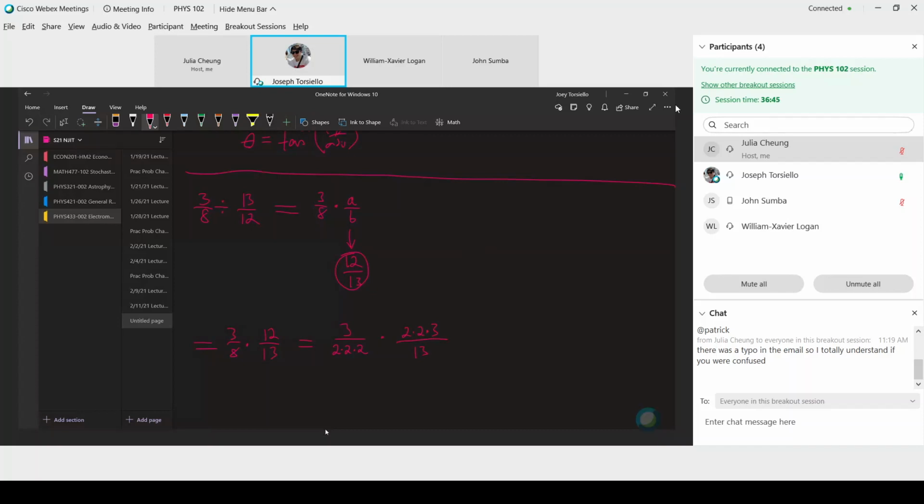So if we simplify this, we can cancel out a 2 from up here, and then another 2, and overall it just ends up being 3 halves times 3/13, which is 9 over, because you just multiply the numerators by the numerators and the denominators by the denominators, 9/26.